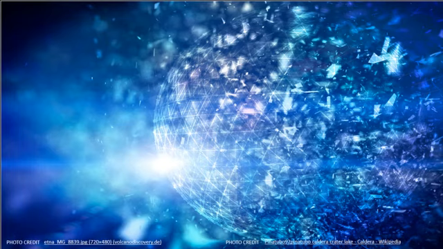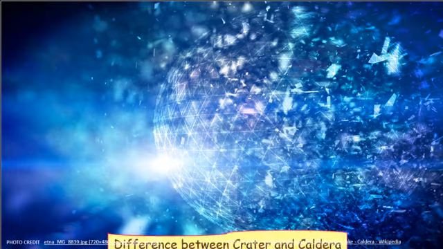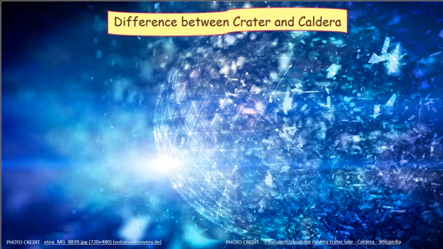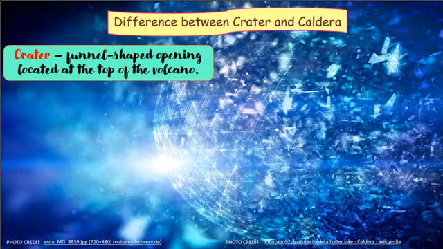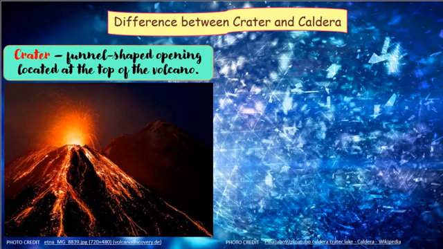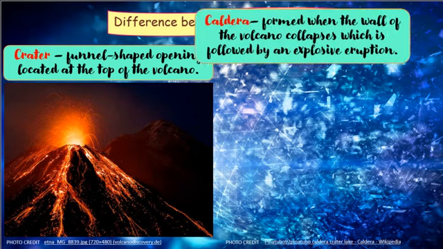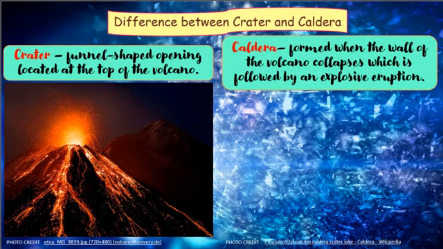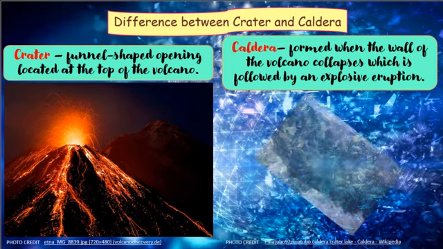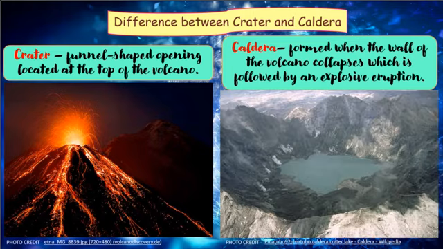So I hope you get some idea on the news that we have watched a while ago. So we all know that one of the part of volcanoes is the crater. It is a funnel-shaped opening located at the top of the volcano. But there is also a larger kind of crater, which is what we call caldera. Caldera is formed when the wall of the volcano collapses, which is followed by an explosive eruption.